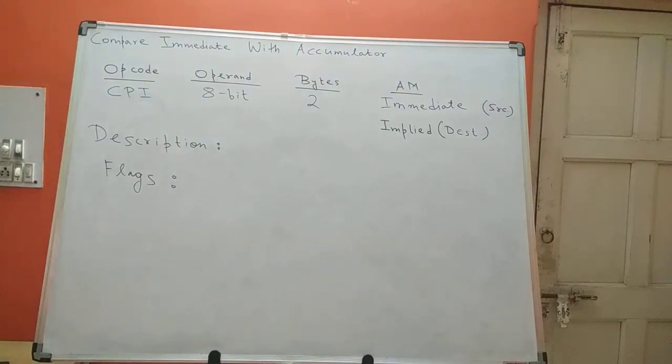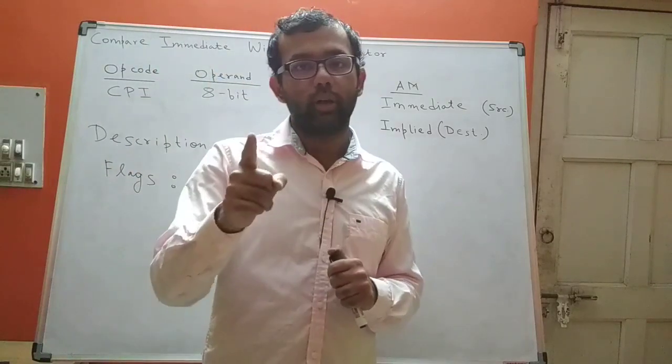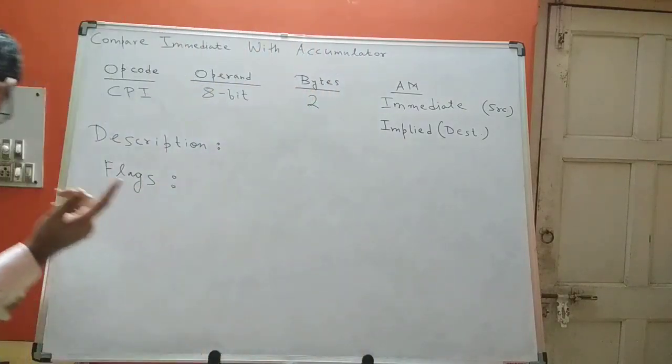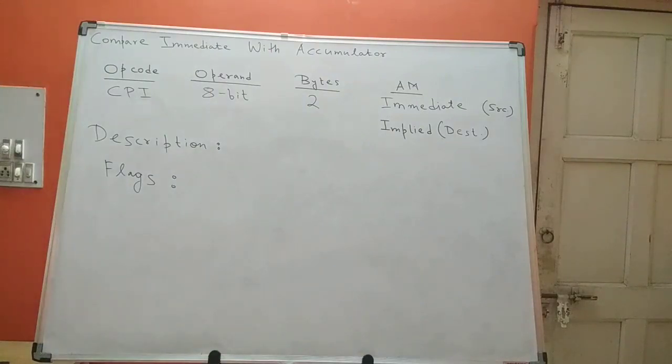Now against the description, please write: the second byte is compared with the contents of the accumulator. The values being compared remain unchanged and the results of the comparison are indicated by setting the flags as follows. Give a colon, and in the next line, write down the same 3 points that you wrote for CMP. After you've written them down, please write: the comparison of 2 bytes is performed by subtracting the data byte from the contents of the accumulator. And against flags, please write down: all flags are modified to reflect the result of the operation.